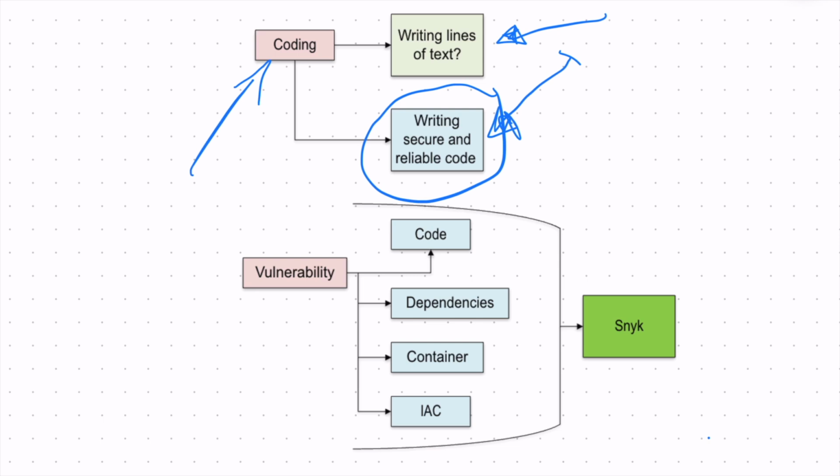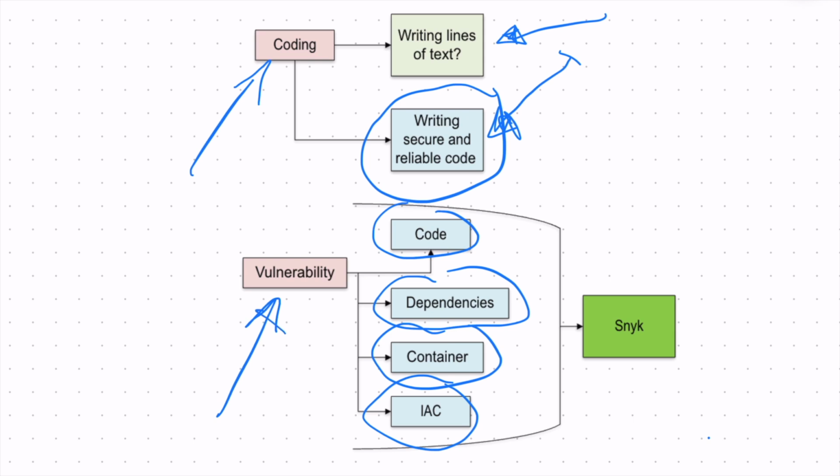So the problem is that sometimes there are vulnerabilities in the code itself, there are vulnerabilities in the dependencies, there are vulnerabilities in the containers, and there are vulnerabilities in IACs. So there are various different vulnerabilities that you're trying to avoid, and constantly checking that manually is extremely difficult. That's why we have automated the process.